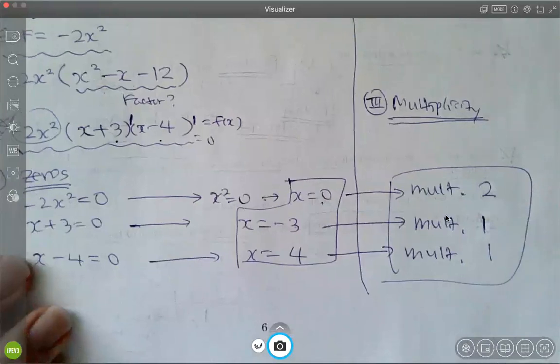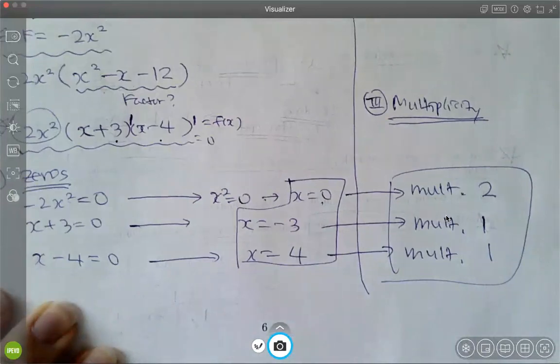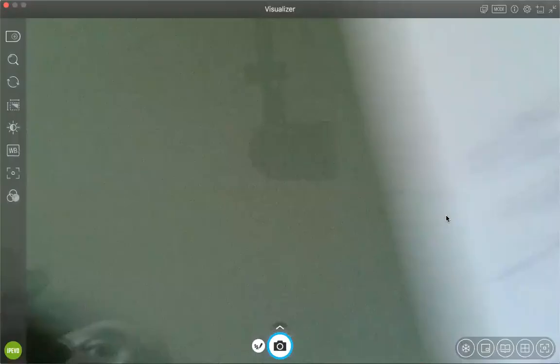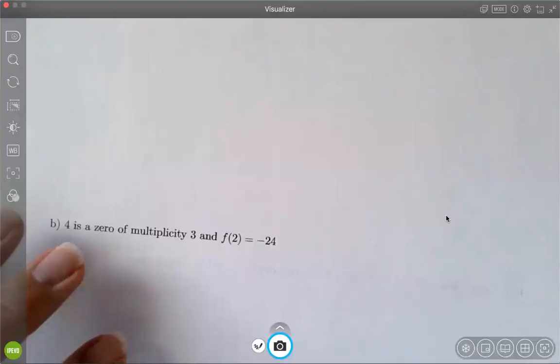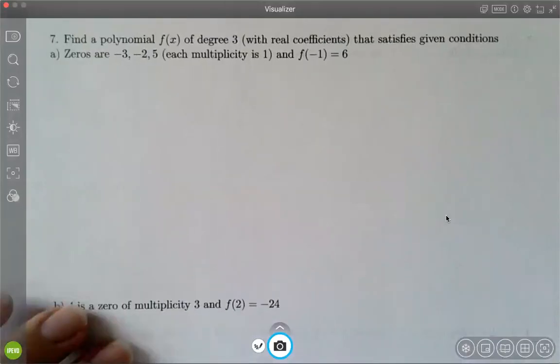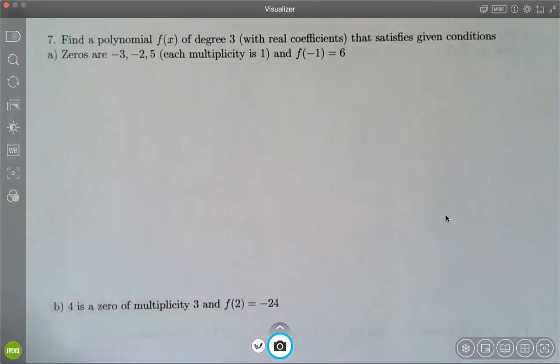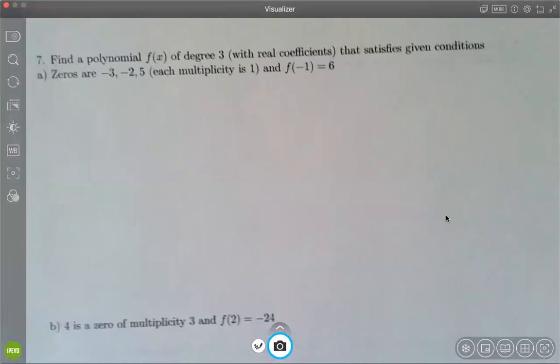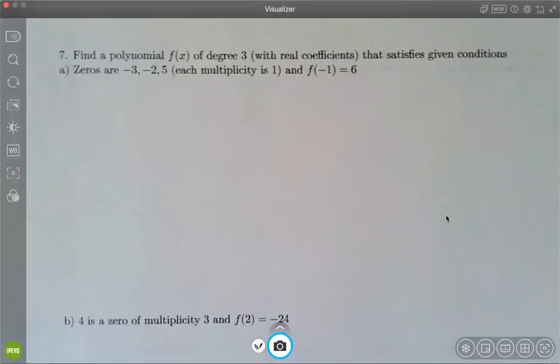Okay, so any questions over these two problems? Okay. So now, let's look at number 7. Number 7, which has two parts, and number 8, which is on the next page, these two will be very technical and lengthy. So this is a kind of warning.